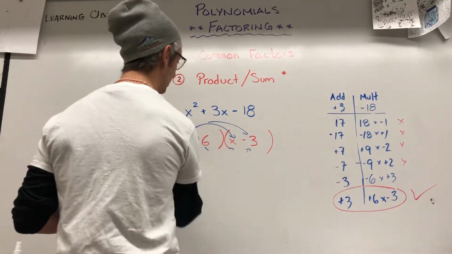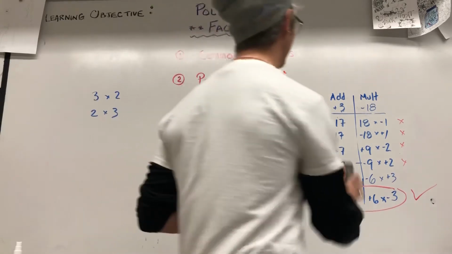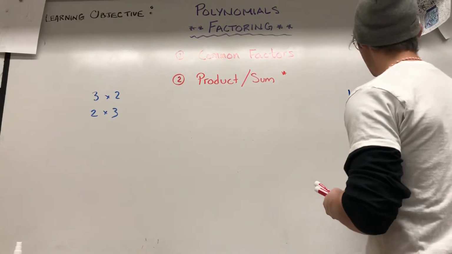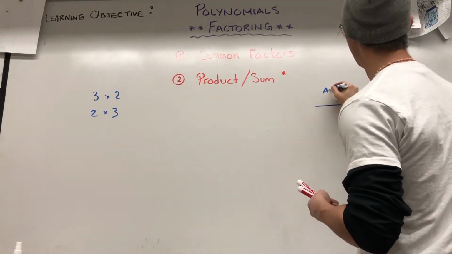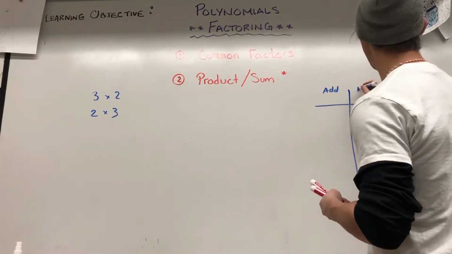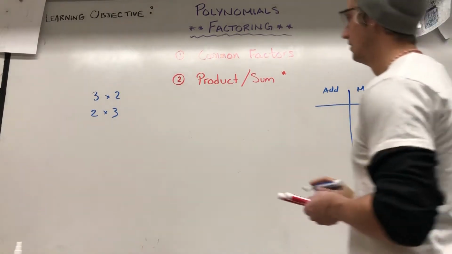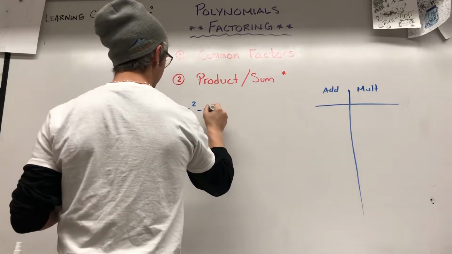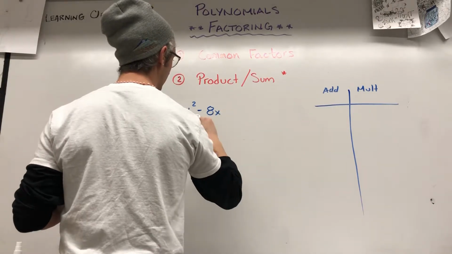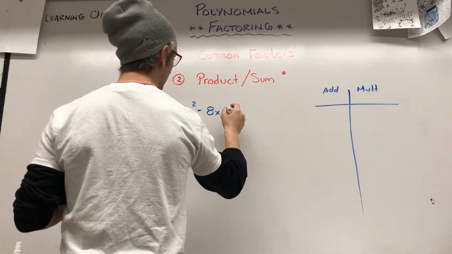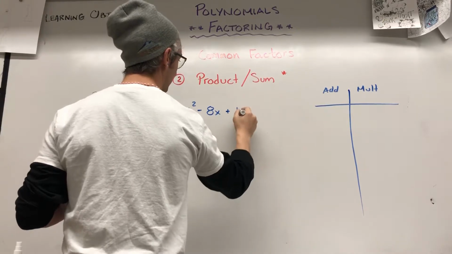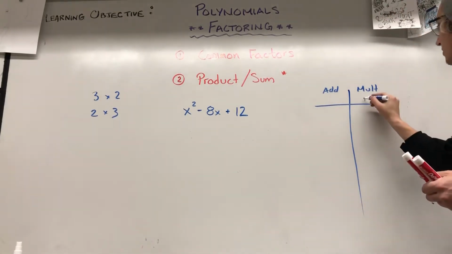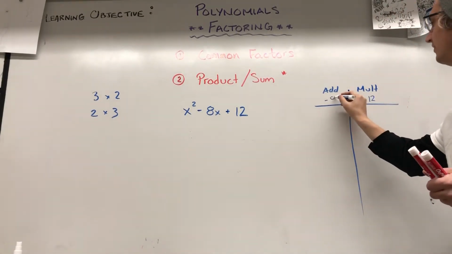Let's do two more examples here. I'm just going to rewrite my table here. So add, multiply. So let's try x squared minus 8x plus 12. Okay, so I need two numbers that multiply to plus 12 and add to negative 8.